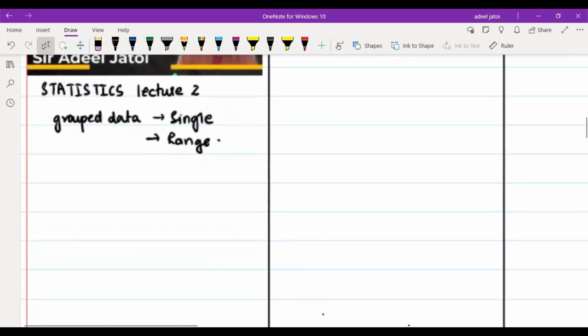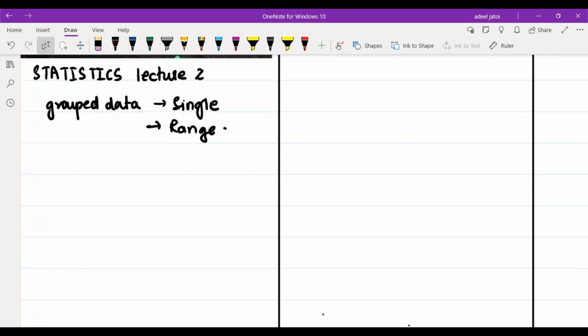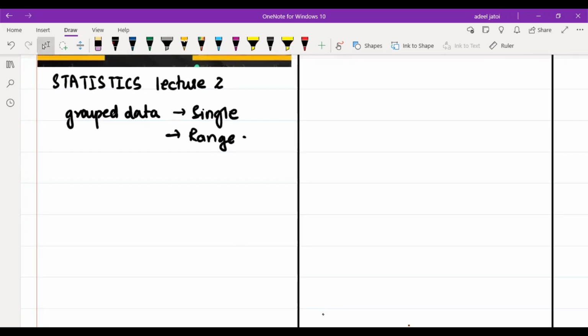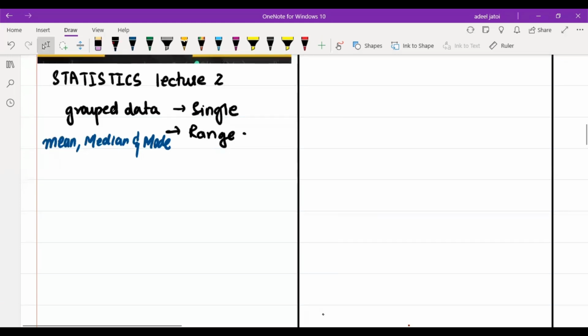So for both of the questions we'll try to figure it out, and we'll make sure that we know how to find out mean, median, and mode with the group data. So we'll be doing mean, median, and mode of group data. Now, group data will be single as well as for the range. Let's take a normal example.